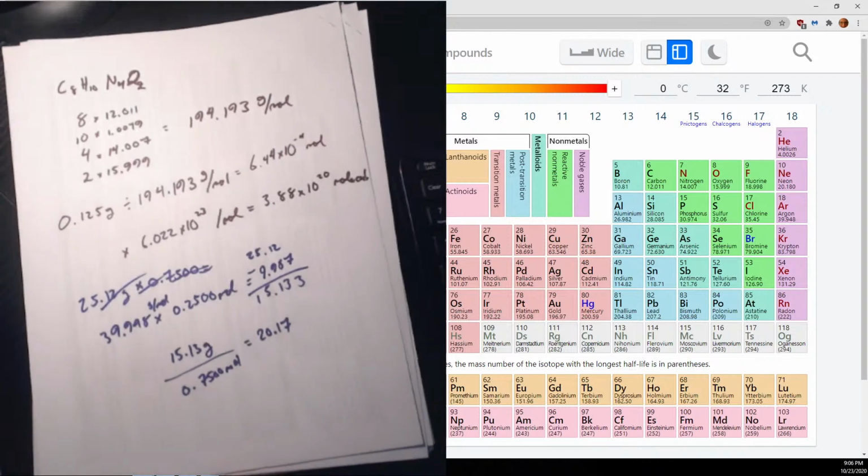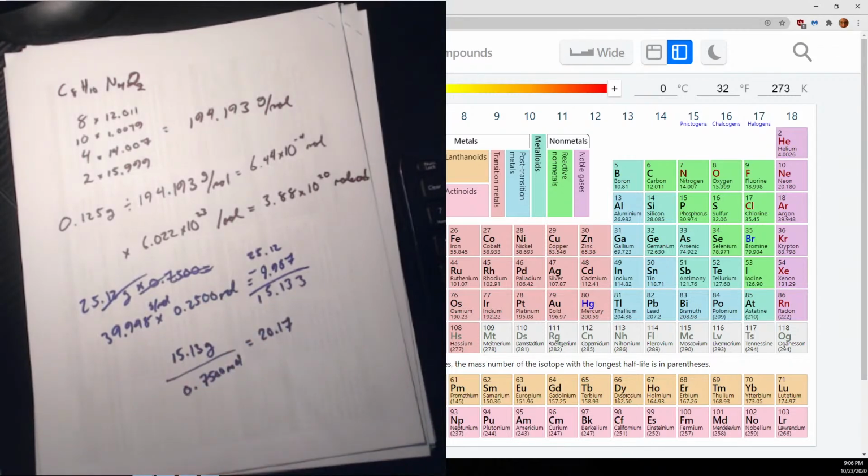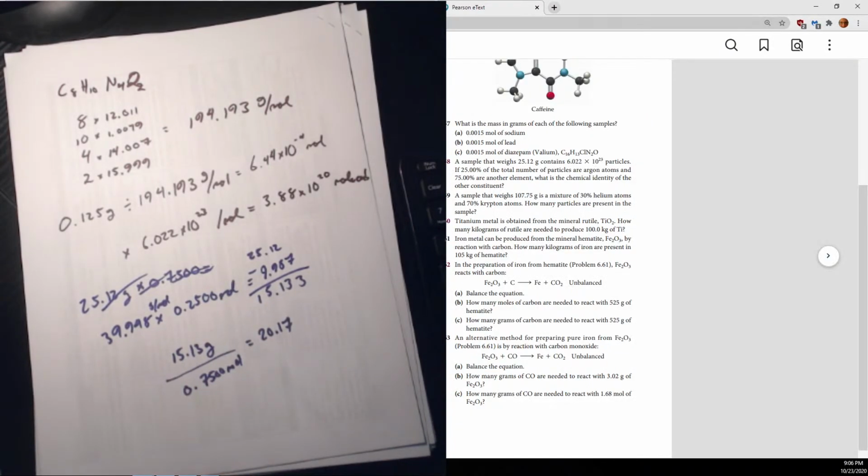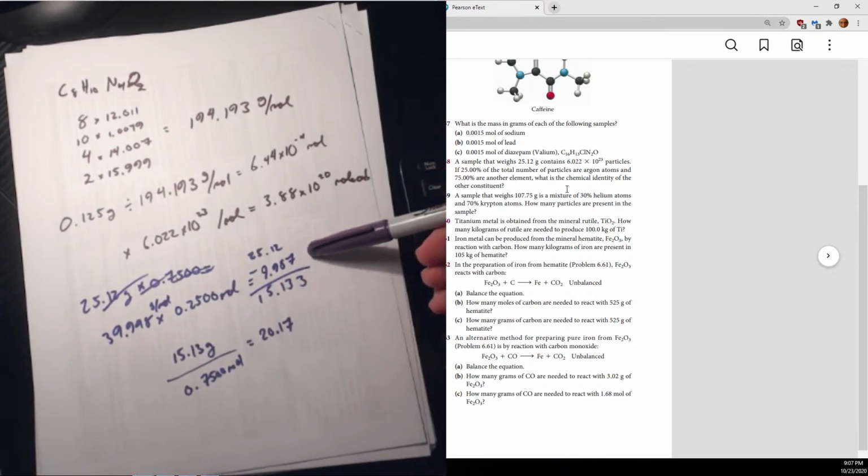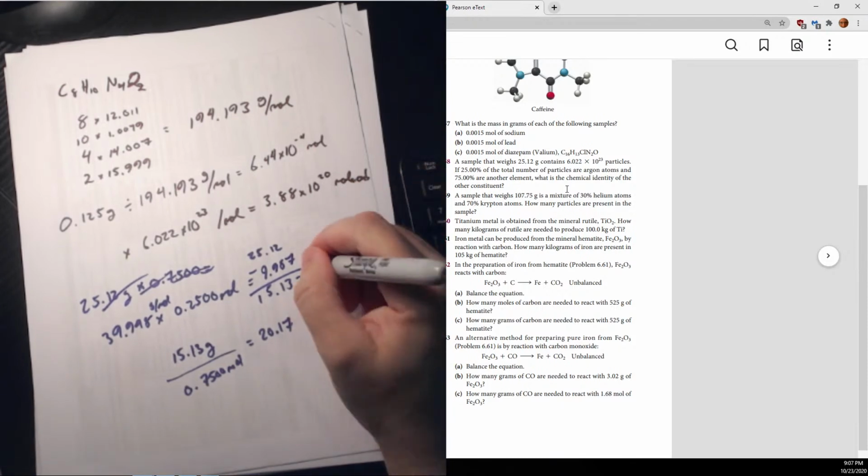All right, so just to cover my thinking, what it told us was that 25.12 grams of our substance contains 6.022 times 10 to the 23rd particles. So 6.022 times 10 to the 23rd particles is 1 mole of particles. 25% of the total number of particles is argon. So that means that we had a 1/4 mole of argon. So what I said was 0.25 moles times the molar mass of argon gives us our mass of argon, 9.987 grams of argon.